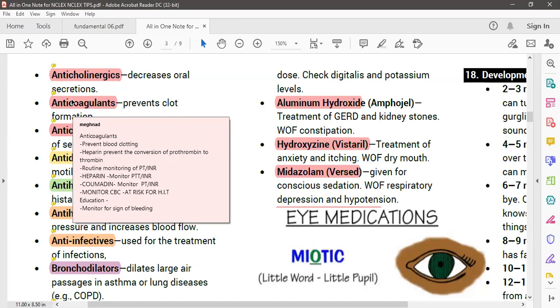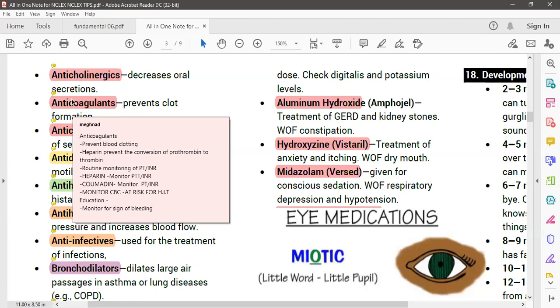So if your patient need to take anticoagulant, it is very important routine monitor of PT. PT stand for prothrombin time, or INR, International Normalized Ratio. Tell your patient to avoid over-the-counter medication and herbal product. Most of the herbal product and anticoagulant causes the interaction.